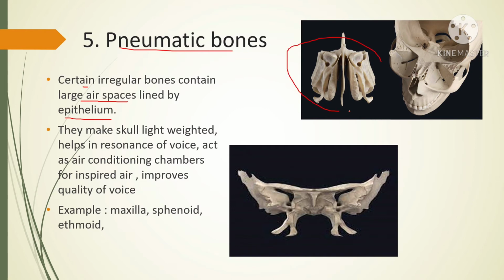As you can see, such a cavity is present over here. See the cavity. So these cavities are filled with air spaces. So these bones are called pneumatic bones. Why should the air be present? Let's learn the reason. Because they make the skull lightweight. As you can see, the skull is filled mostly with pneumatic bones to make the skull a light-weighted bone, which helps in resonance of the voice.